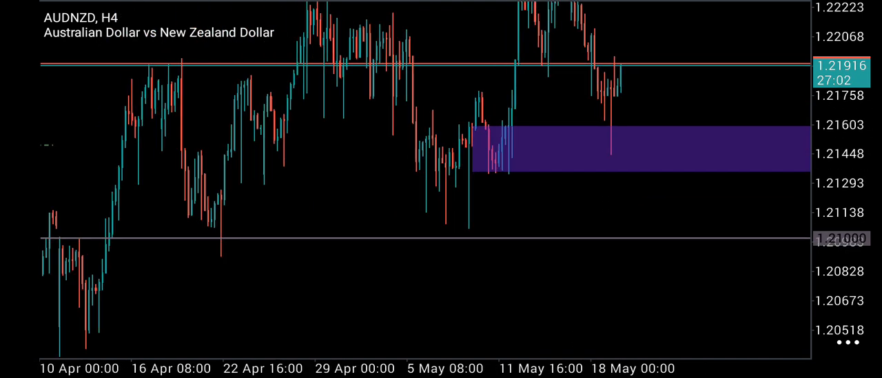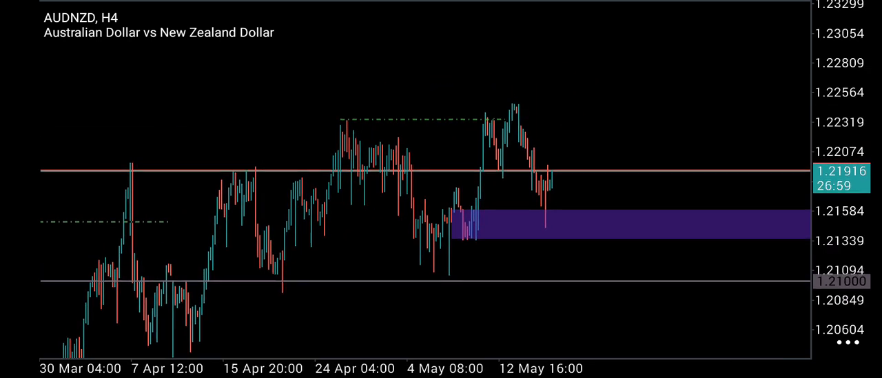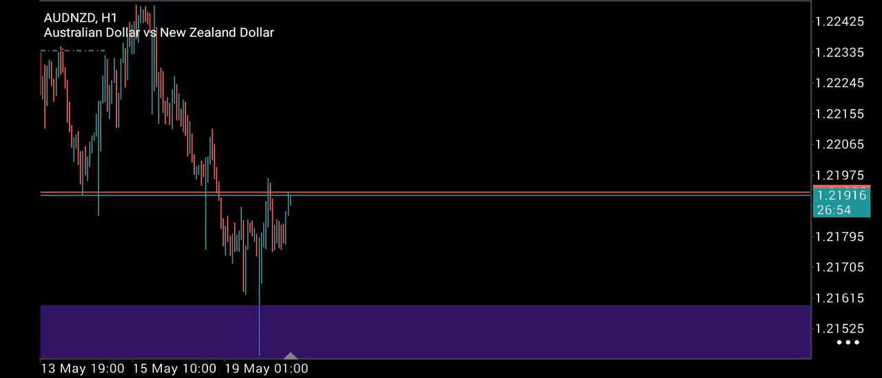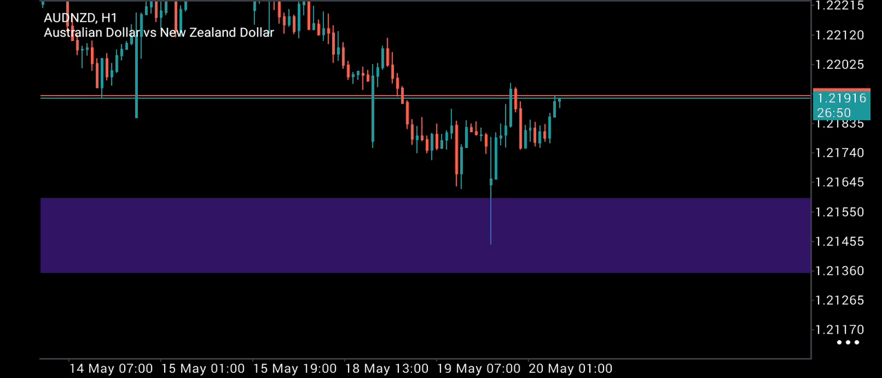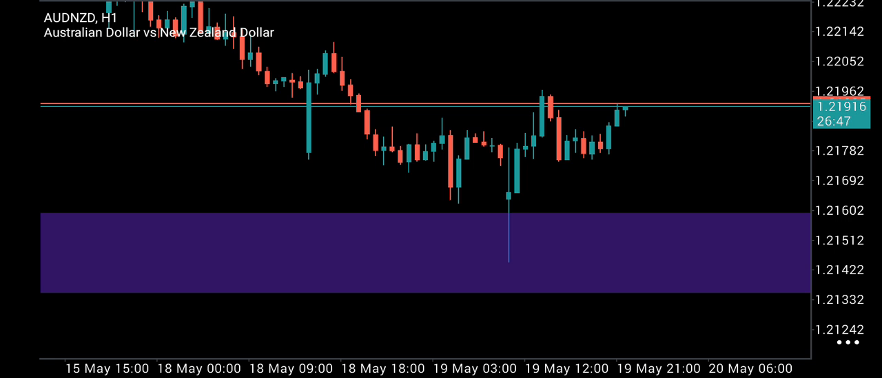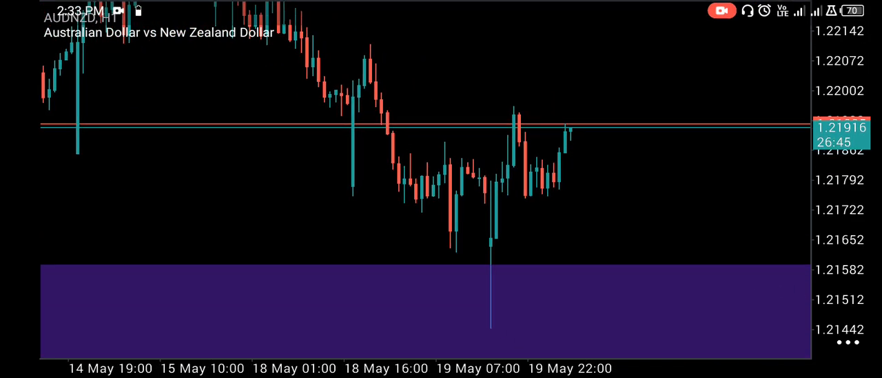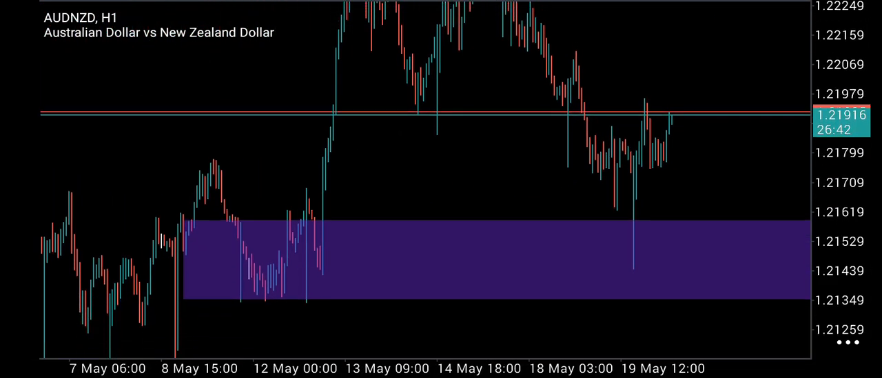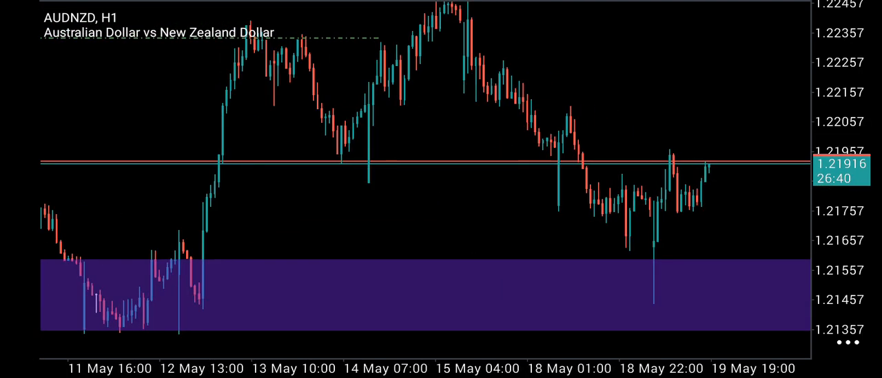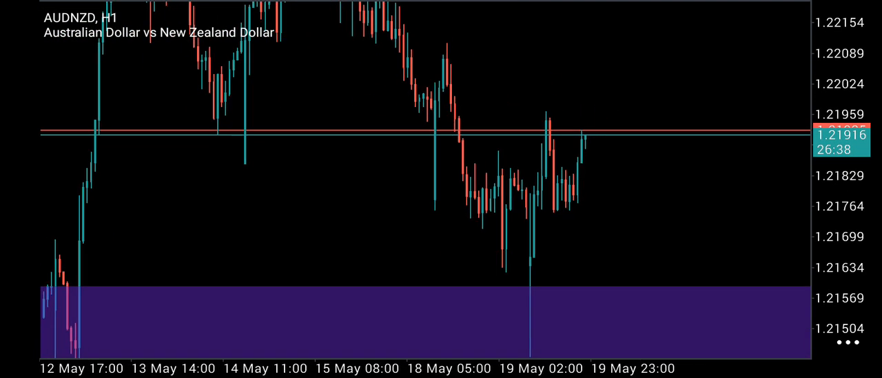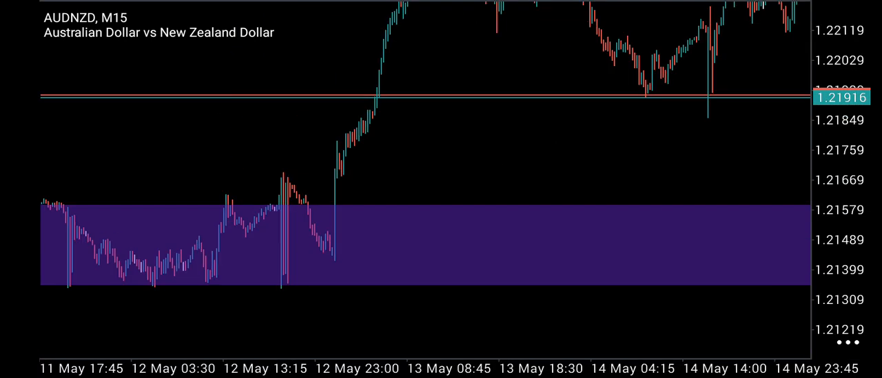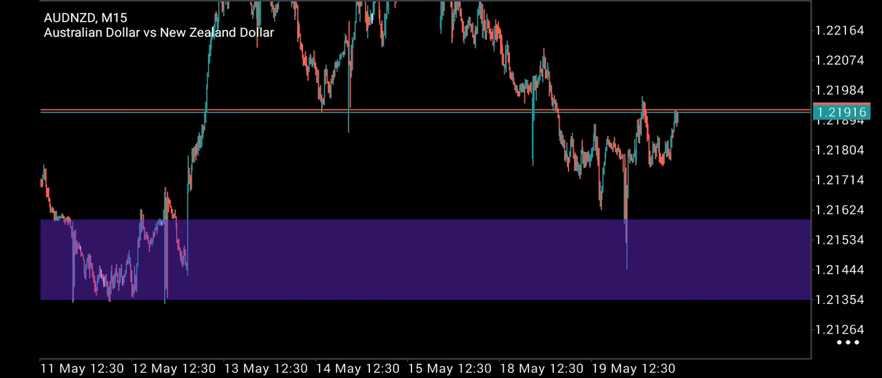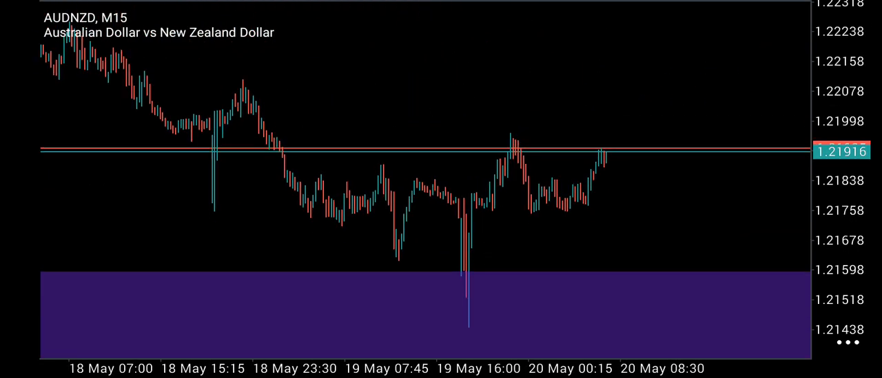So let's go to the 4-hour, which doesn't have much. Let's go to the 1 hour and see what price is doing. On this zone, we can see that price has been... and let me go to the 15 minutes, where I saw the entry that I want to take.